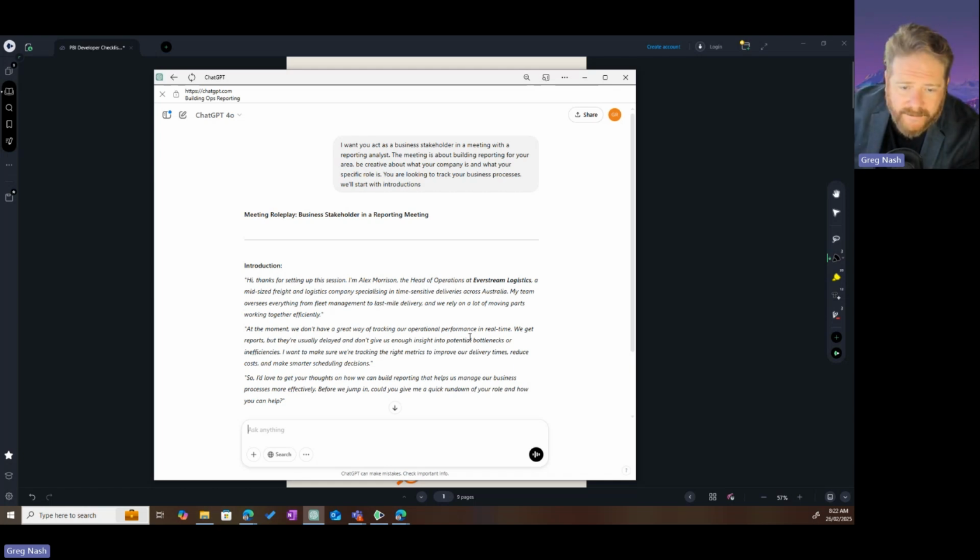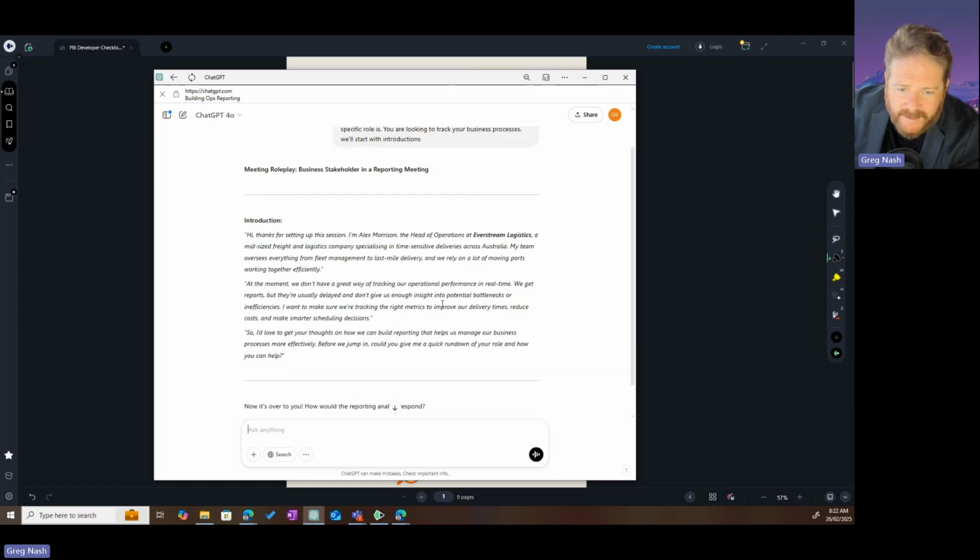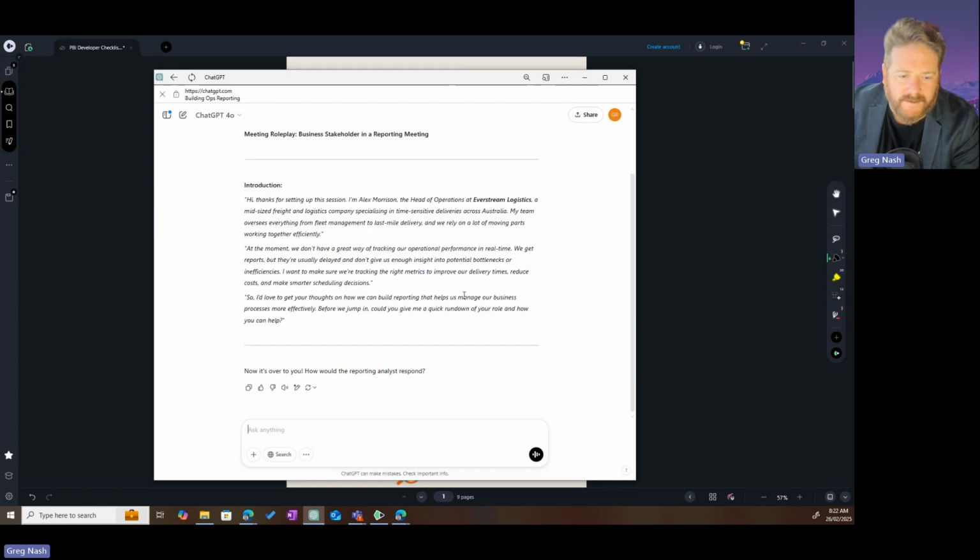At the moment, we don't have a great way of tracking our operational performance in real time. We get reports, they're usually delayed, and don't give us enough insight into bottlenecks or inefficiencies. I want to make sure we're tracking the right metrics to improve our delivery times, reduce costs, and make smarter scheduling decisions. Before we jump in, can you give me a quick rundown of your role and how you can help?